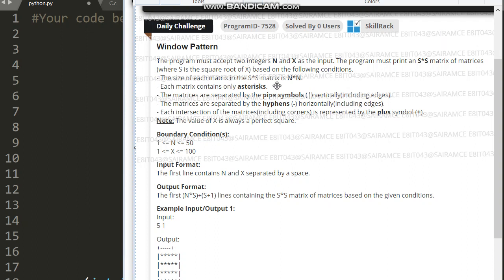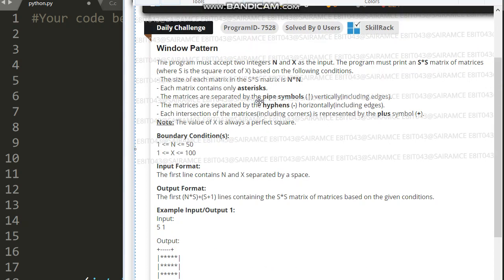So we have been given n and x as the input. Here n is the number of asterisks that's going to be printed inside each window, and x is the number of windows that is going to be printed. So first we have to find the root of x. So root of x is going to be s. So an s into s matrix has to be printed. So s into s windows need to be printed.